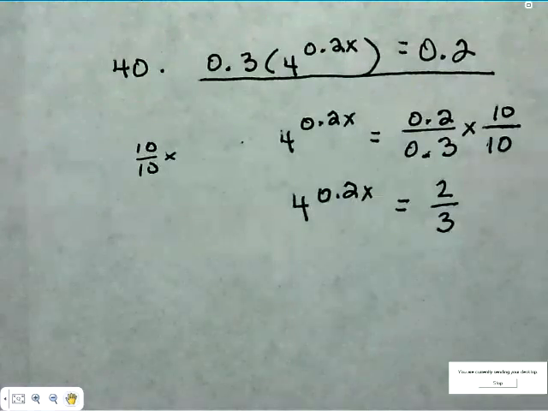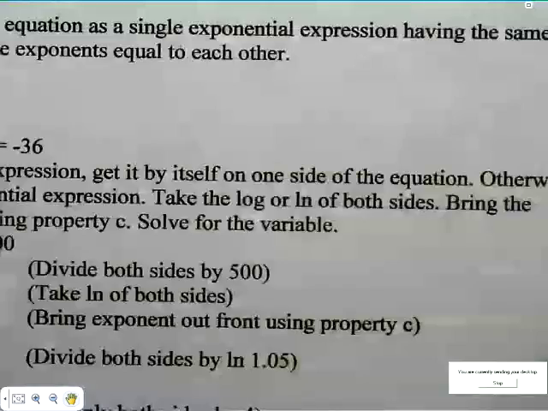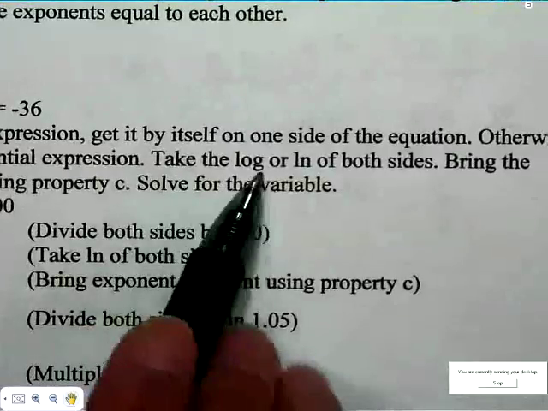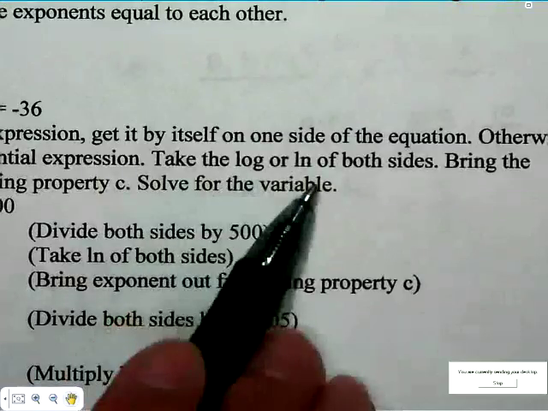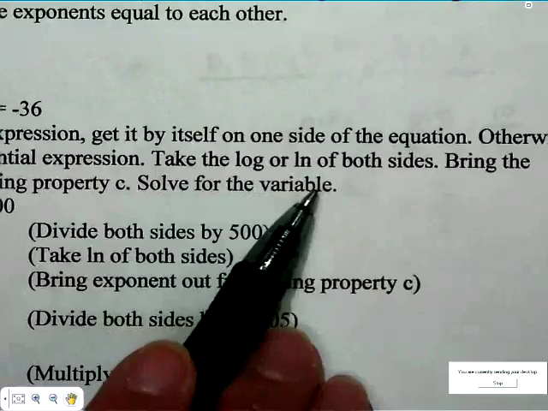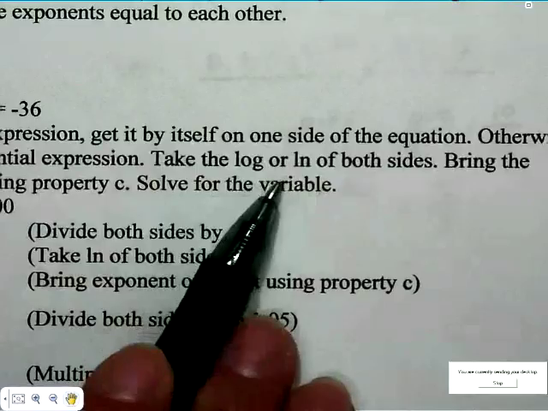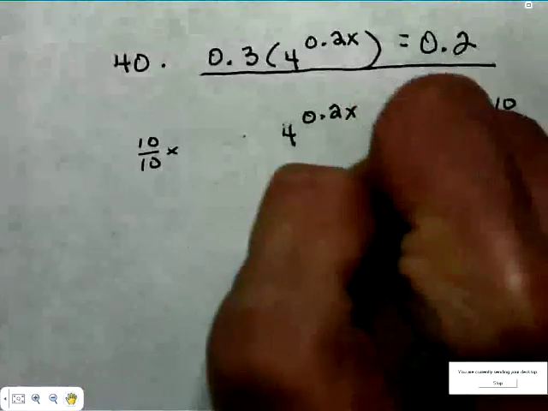All right, back to the handout. I have now done the first suggestion. I have the exponential expression by itself. What does it say after that? And how do you bring the exponent out front? Log or natural log of both sides. Eeny, meeny, miny, mo, flip a coin, or be boring like me and just always use natural log. Doesn't matter. Take the natural log of both sides.